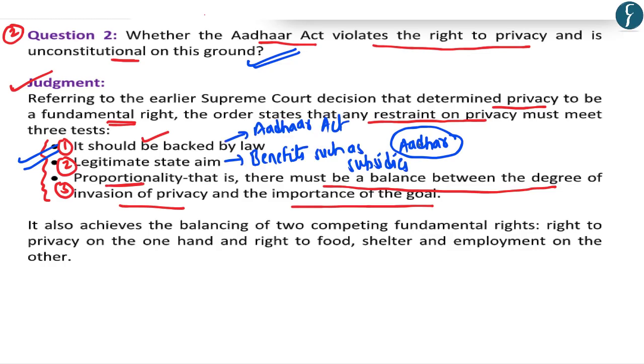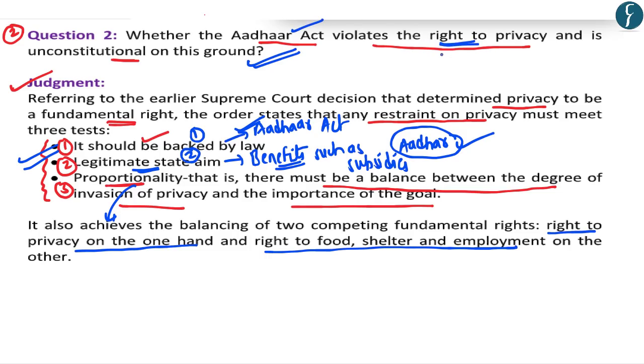For instance, it has highlighted that the Aadhaar project has been backed by a law wherein the Parliament has passed the Aadhaar Act. Secondly, the Aadhaar project is backed by a legitimate state aim of giving benefits such as subsidies to the people. Further, with respect to proportionality, the Supreme Court stated that the Aadhaar project balances the right of privacy on one hand with the right to food, shelter and employment. So since Aadhaar project passes all the three tests, in this particular petition, the Supreme Court laid down that the Aadhaar Act does not violate the right to privacy of an individual.